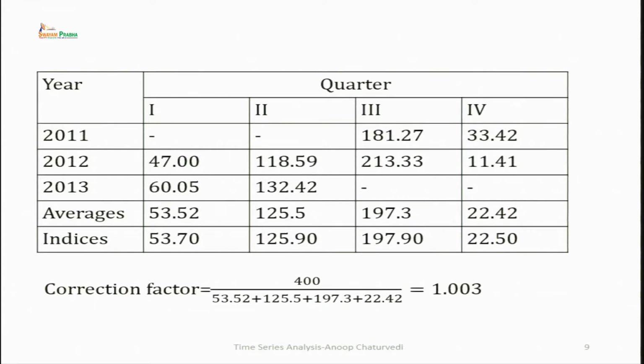To obtain the final indices, the correction factor is 400 divided by, you take sum of all these values, sum of all these averages, and finally, you obtain 1.003. So, you multiply each of these values by 1.003 and then you get the final seasonal indices. And the sum of all these final seasonal indices is 400, you can easily verify it.